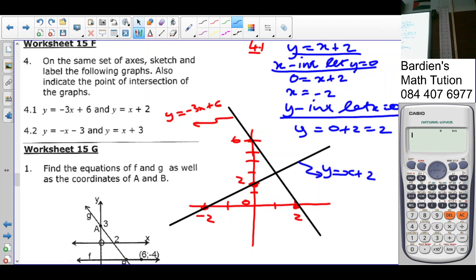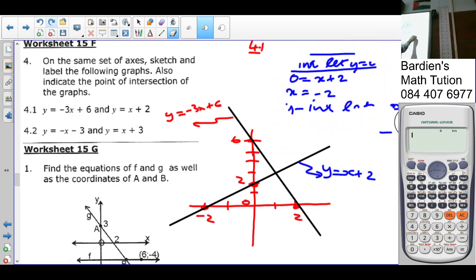Now if they let this be f of x equals negative 3x plus 6 and g of x equals x plus 2, then instead of saying this whole thing here, I could have just said f and I could have just said g. You guys understand? And that is another way of representing your functions. Any confusion? No. Then the second part of the question says, I'm going to do this in green.